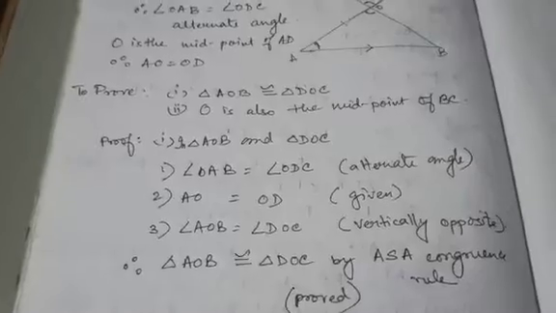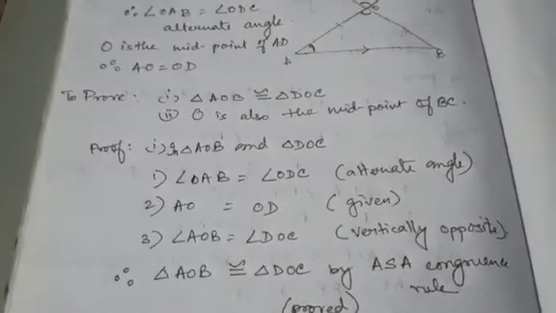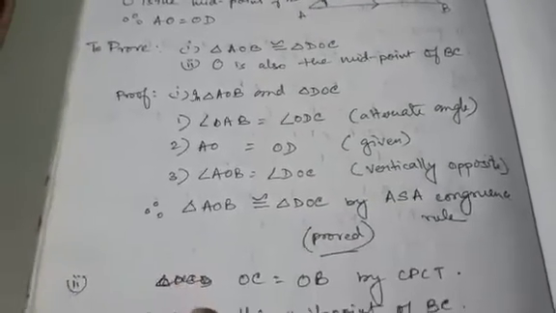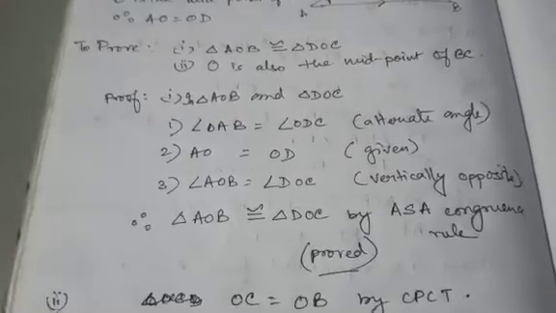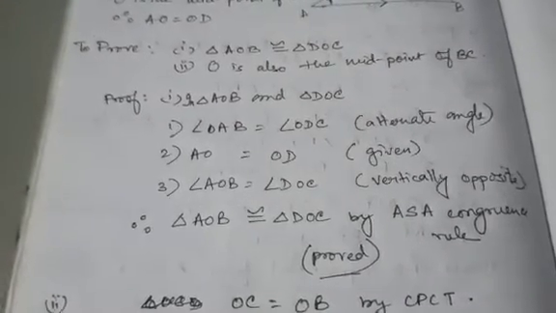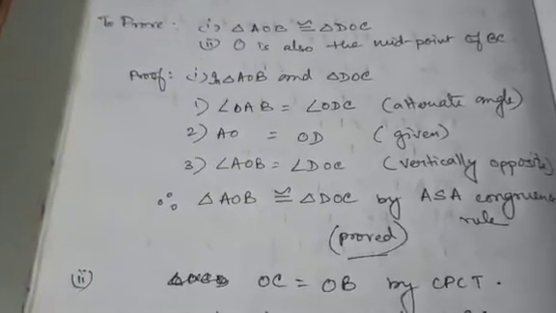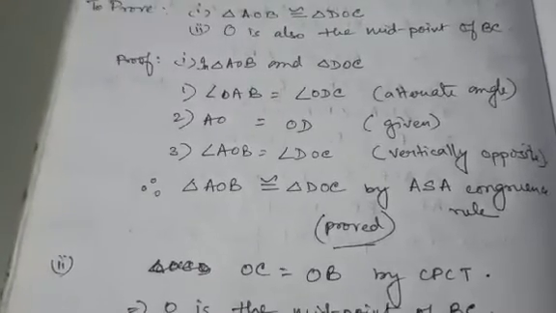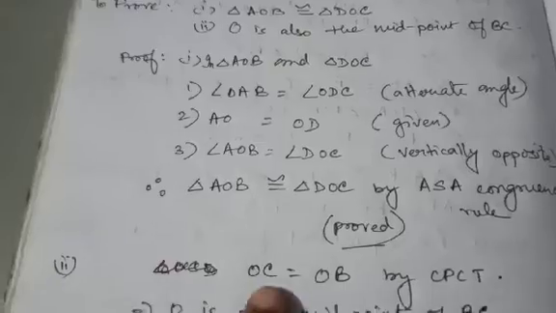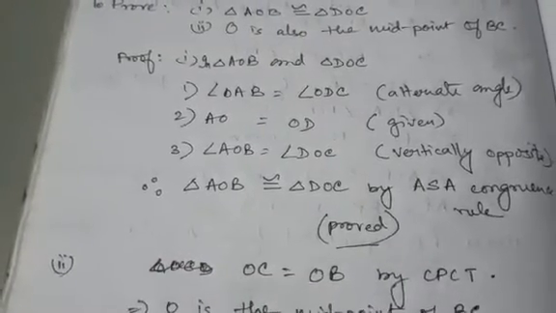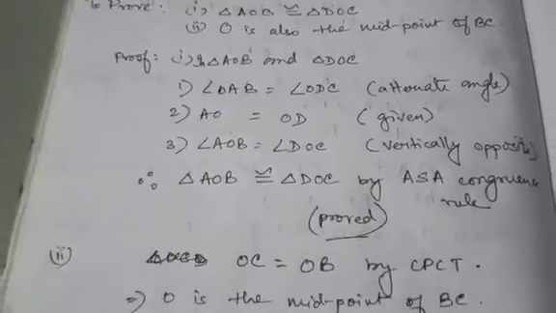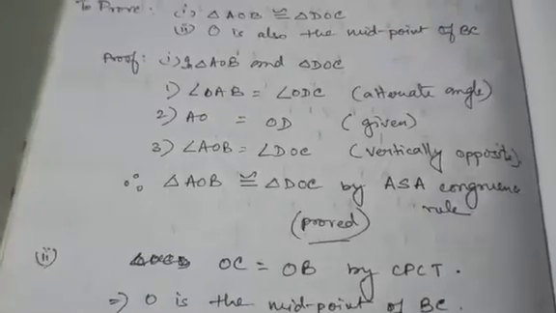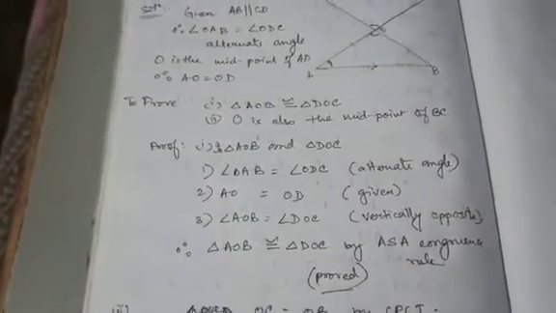The second part is we have to prove that O is the midpoint of BC. Since these two triangles are congruent, we can say OC is equal to OB. By CPCT, that is corresponding parts of congruent triangles, we can say OB is equal to OC. Triangles are congruent, so all the sides and all the angles are equal. Since all the sides and all the angles are equal, we have OC equal to OB. This implies O is the midpoint of BC. Hence, it is proved. So these are the 3 examples that I have taken to make you understand the basics of congruency.